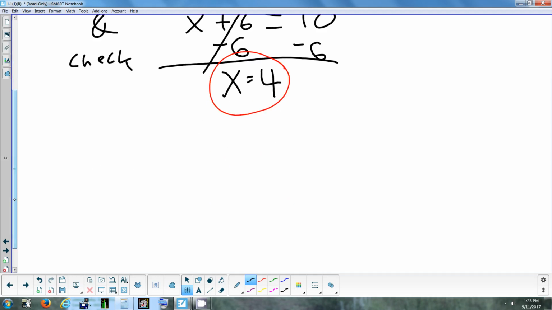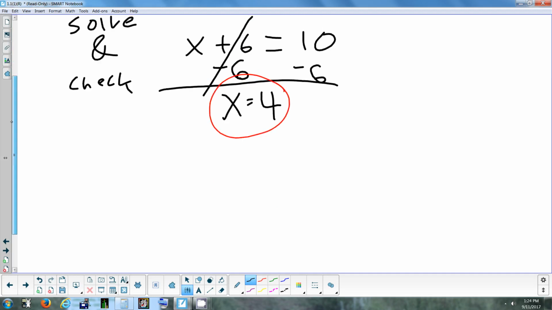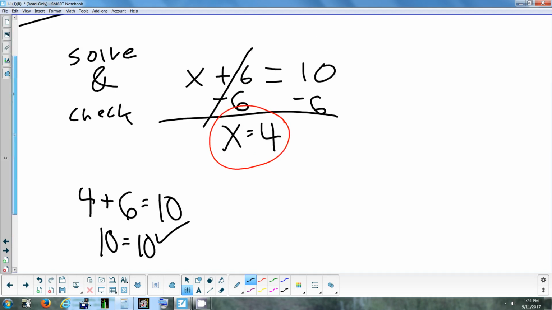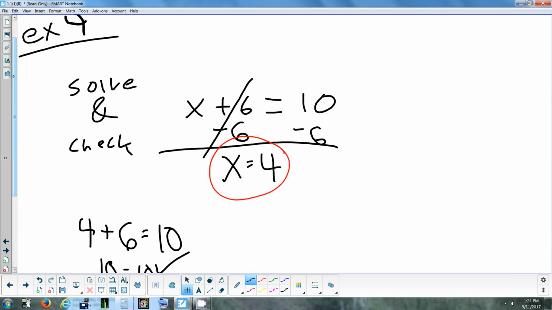What am I going to do now? Somebody tell me, raise your hand. Sophia? You're going to add 4 into the x. All right, so tell me the equation. What is it going to be? So 4 plus x. 4 plus what? Sorry, 6. I know what you meant. Equals 10. Yep. And then 10 equals 10. Check.